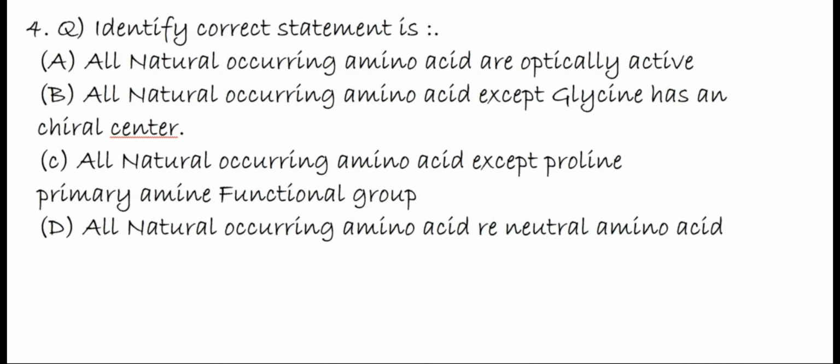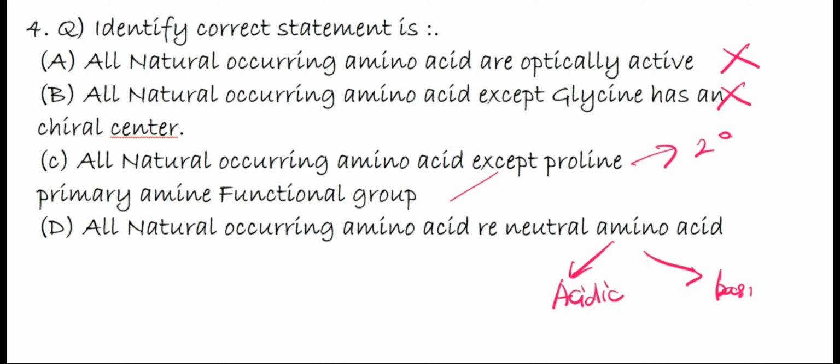Let's say this question which is asking about the correct statement. All naturally occurring amino acids are optically active? No. And all naturally occurring amino acids except glycine have a chiral center? That is also a false statement. Then, all naturally occurring amino acids except proline have a primary amine functional group. Proline has the secondary amine, so other amino acids have a primary amine functional group. That is true. All naturally occurring amino acids are neutral amino acids? No, they are having acidic and basic as well. Right? So that makes option C the correct answer.